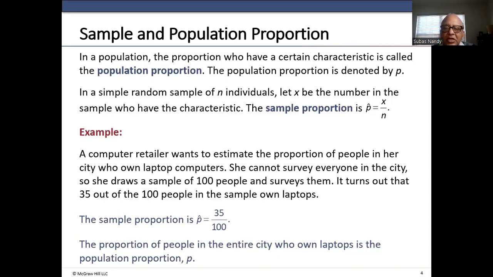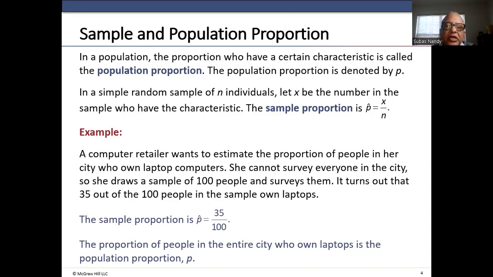Now she can draw many simple random samples of size 100 from that entire population. Suppose she draws 50 samples, each of size 100 from that population, and asks each of these 50 samples of size 100, how many of you have laptop computers? So first she got 0.35, next she got 0.44. The third one, maybe 45 out of 100 have laptop computers. So that value of P hat will be 0.45. So she will have 50 values of P hat.